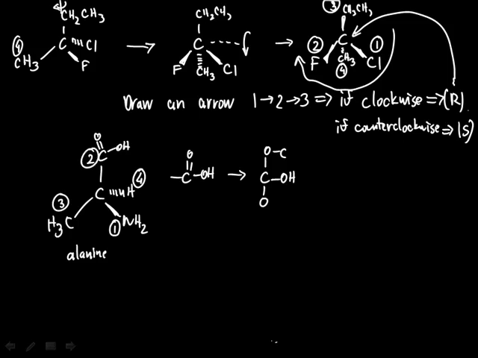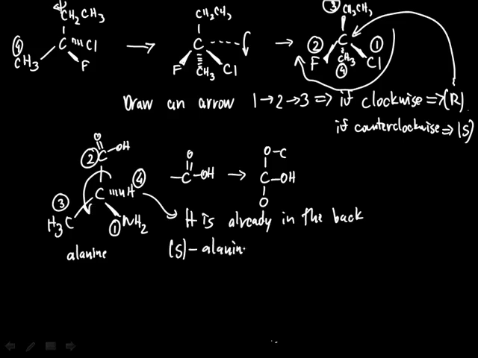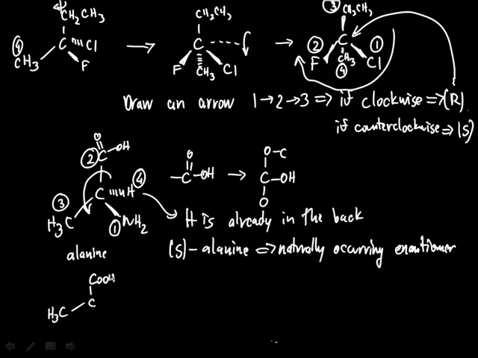The neat thing about this specific conformation as drawn is that the hydrogen is already in the back. And so there's no need to rotate anything. We just look at the arrow, and the arrow in this case goes counterclockwise. So this would be S-alanine. And this happens to be the naturally occurring enantiomer of alanine. The other enantiomer, which I'm going to draw out here, and you can practice looking at its conformation later, would be R-alanine.